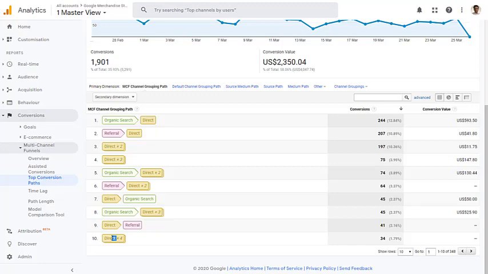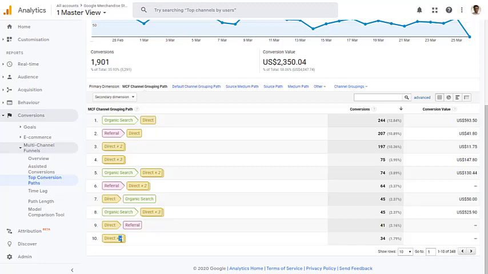How come direct occurs 2 times? Say for example on Monday I directly type flipkart.com. I didn't purchase anything. On Wednesday I again type flipkart.com. Then I convert. This is how direct happened twice. Easy, Varun? Perfect. Now you will see here direct is 4 times, which I think is the lengthiest path here.